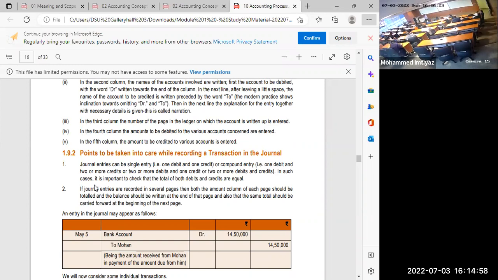Okay, so the entry for that is: purchased goods for rupees how much? 5 lakhs from Vijay Enterprises. The entry is... wait, don't write it yet. Yeah, that's good. Once again, wait.